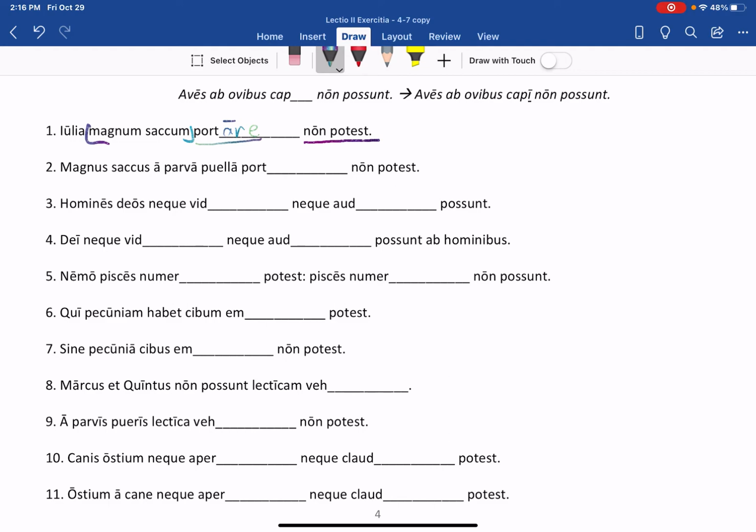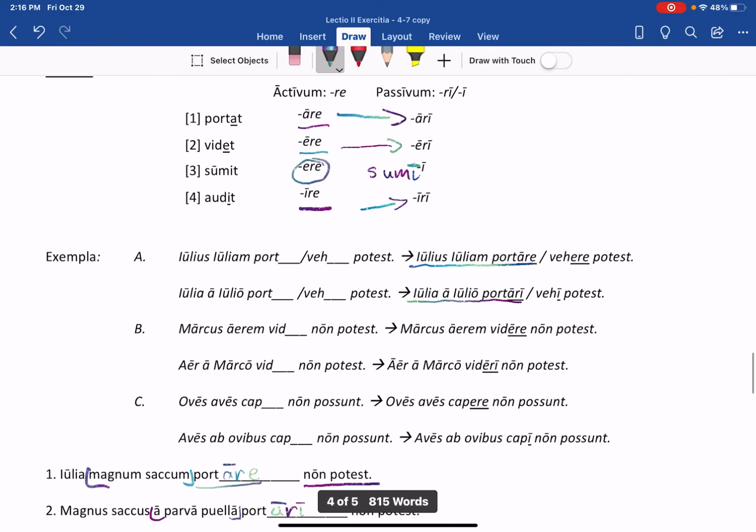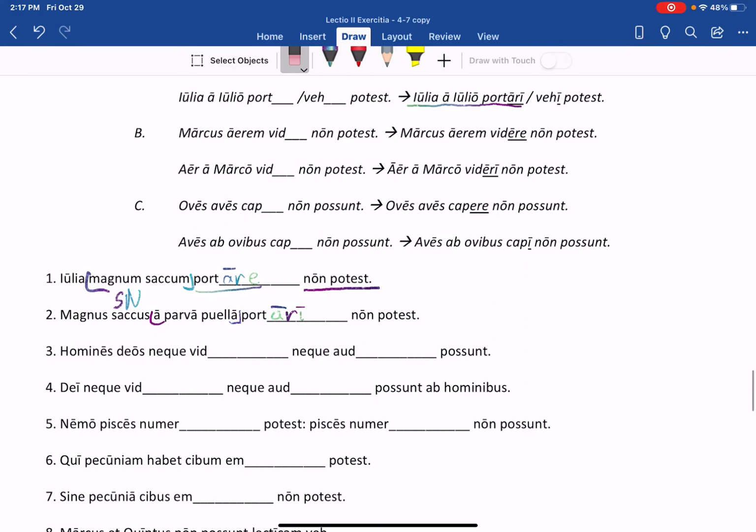Number 2, magnus saccus a parva puella portari non potest. Right? Portari non potest. Again, portare, portari means to be carried. So the large sack by the small girl is not able to be carried. So here, magnus saccus is our subject. And our verb, non potest. The sack is not able.